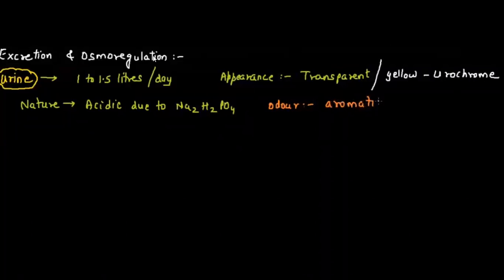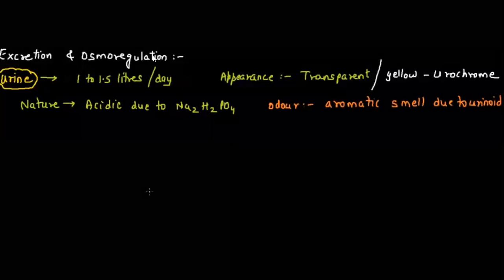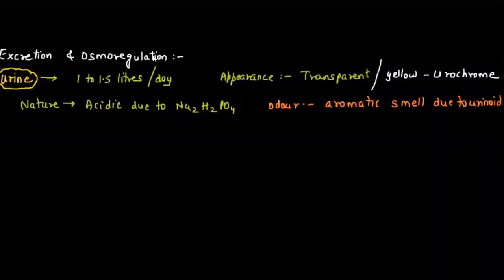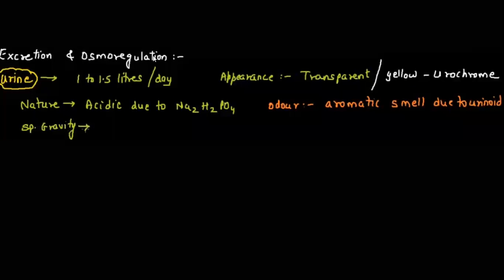What is the odor of urine? The odor of urine is aromatic. The pungent smell that comes out is due to urinoid. When you pass urine on land, in the initial phase it is aromatic, but after some time the bacteria present in the air start acting on the urine and break the urea into ammonia and carbon dioxide, and that is why you get that pungent irritating smell. Otherwise normally urine has an aromatic smell.